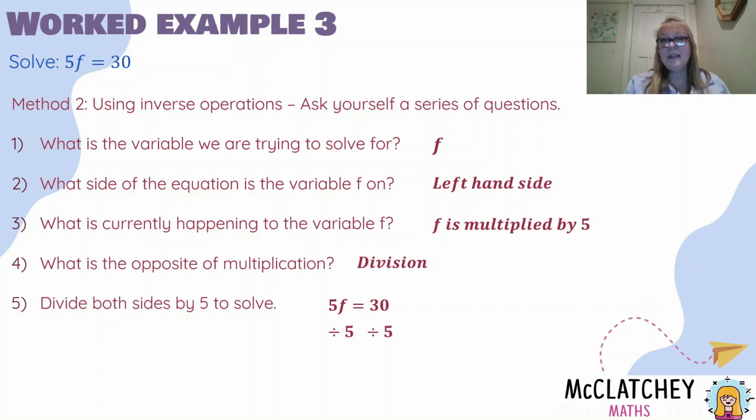the right. Now this is where a lot of students don't know what to do next, because I do see some students write the next answer as 5f equals 6. 5 divided by 5 is equal to 1. So 5f divided by 5 is equal to 1f, or just f, equals 30 divided by 5, which is 6.